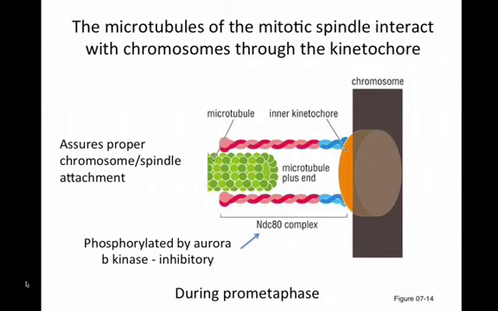This complex actually gets phosphorylated by Aurora B kinase if you have incorrect attachment of your mitotic spindle to your chromosomes. The phosphorylation actually removes the microtubule from the kinetochore.